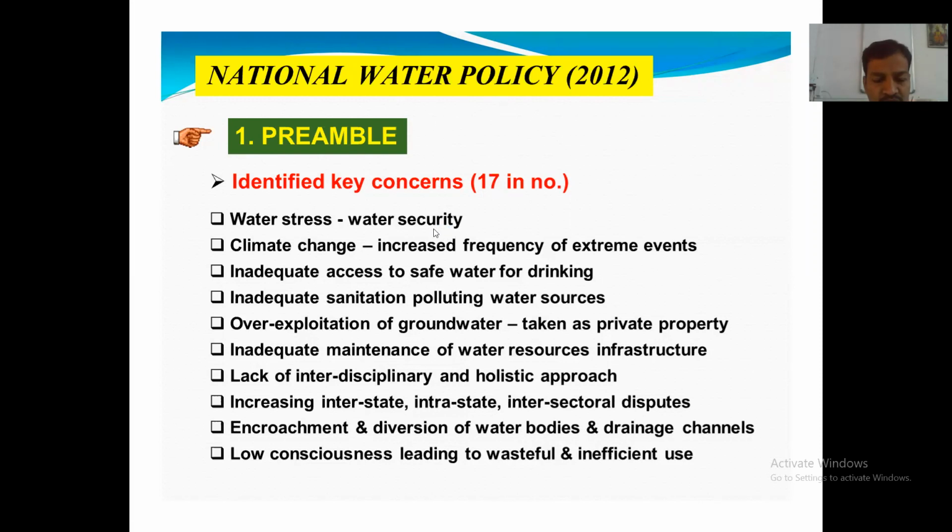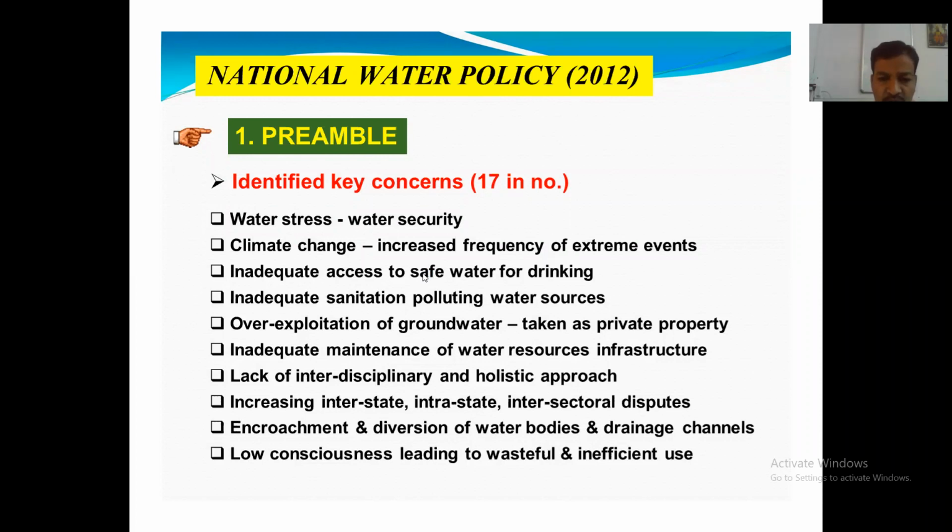In that, water stress, water security, effect of the climate, increased frequency of the extreme events, climate change, inadequate access to safe water for drinking, whether the access is available, whether there is any inadequate access to safe water for drinking.